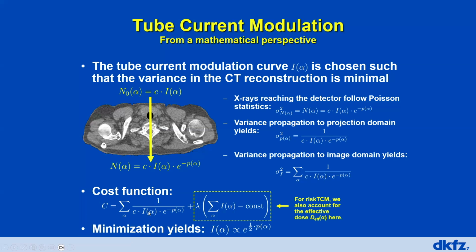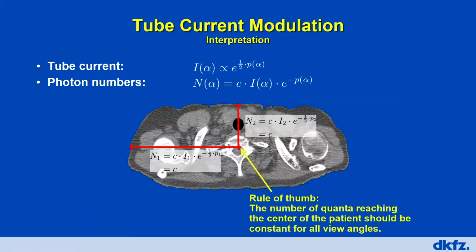If we minimize this cost function, this yields that our tube current is somewhat proportional to e to the power of the projection value divided by 2. So one might ask, what does this mean? Well, as a rule of thumb, let's just say that in the middle of our patient, the number of photons should be constant for all view angles. This is what's represented in this equation.